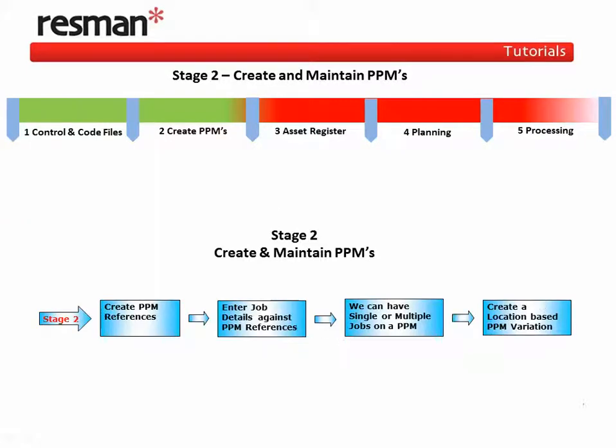This flowchart shows the process of creating our PPM references, adding PPM jobs that can either be a single task or multiple jobs, and finally, only when our PPMs have been added to assets, we can set up location-specific variations to a job, which are discussed later.